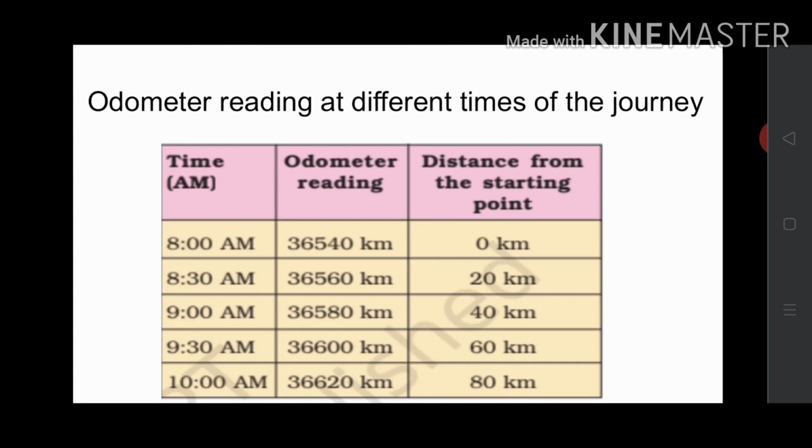Using this table, how can you calculate the speed? This odometer gives only the distance moved by the vehicle. Then how can you calculate speed? You know the equation to calculate speed. Speed is equal to distance divided by time. Using that equation, you can calculate the speed at 8 am, 8:30 am, 9 am and so on.